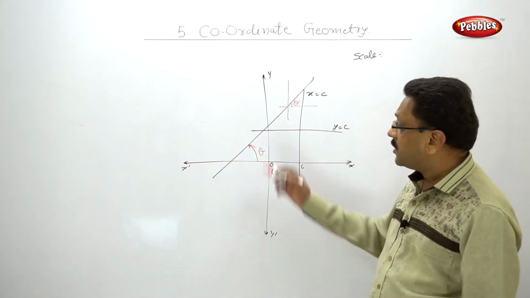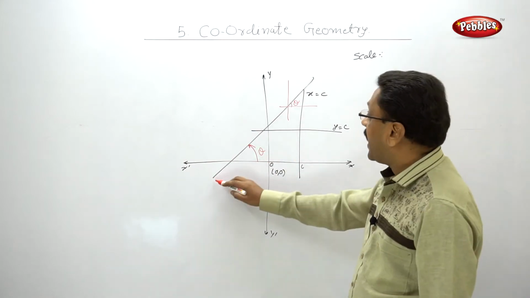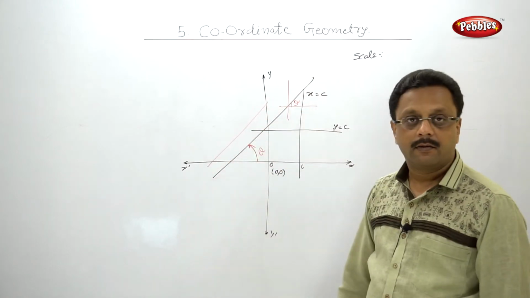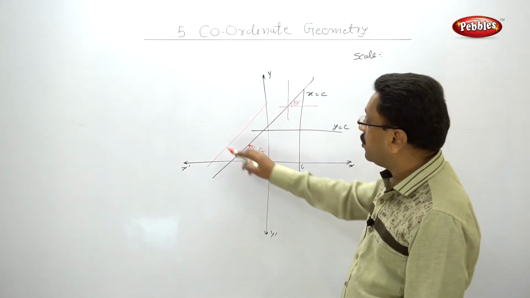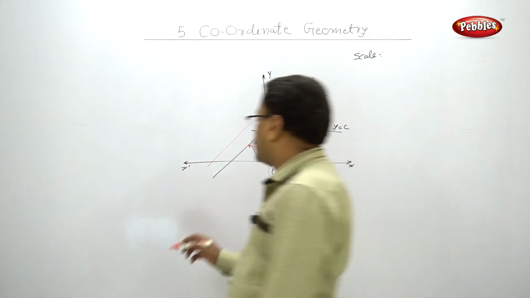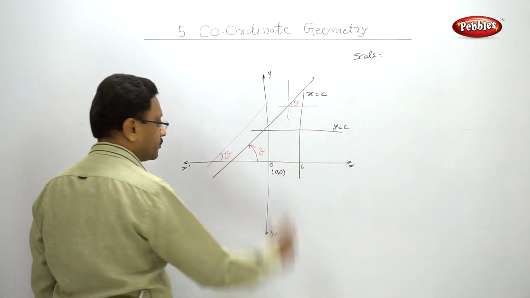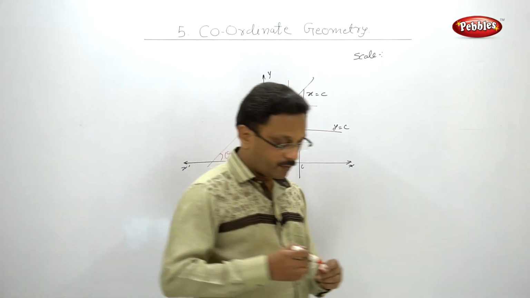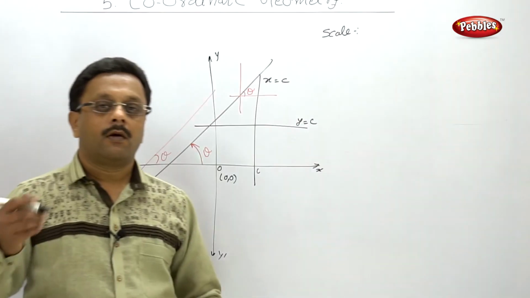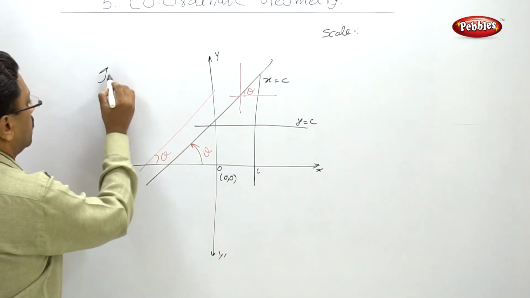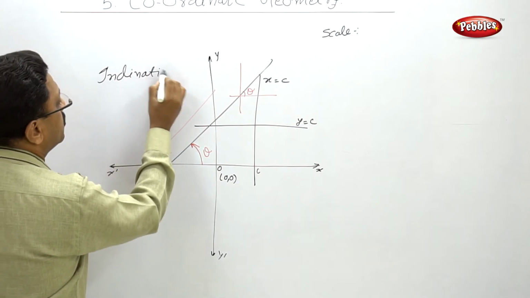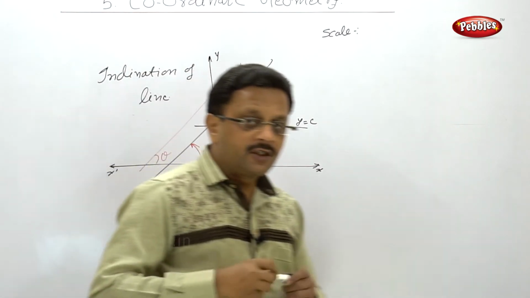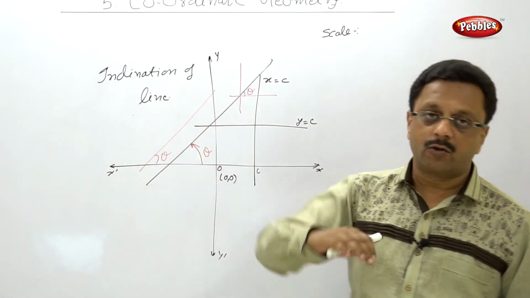Now suppose some other line is parallel to this line. In that case the inclination of this line will also be theta. Okay, this also we know. Let us go ahead. Just now we have seen the inclination of a line. This much information we already know. Now let us go ahead.